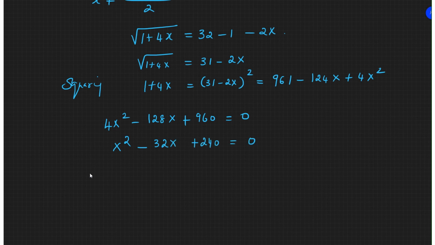Factorizing this, I'll get (x minus 12)(x minus 20) equal to 0, or x equal to 12, or x equal to 20. The same way as in the previous case, x equal to 20 is not possible, so your answer is x is equal to 12.